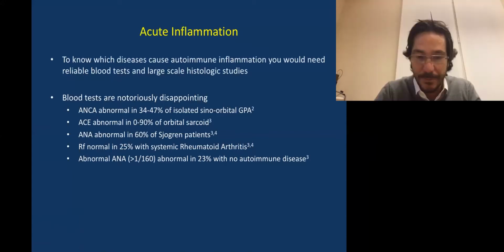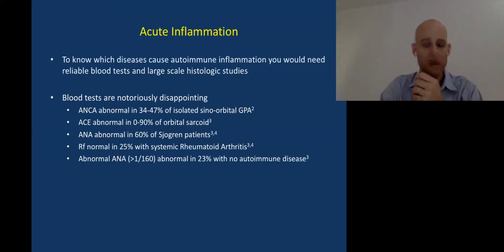GPA is a current way of calling Wegener. Correct. We actually don't call it Wegener's anymore, because it ended up being exposed that he was a Nazi sympathizer. So we call it granulomatosis with polyangiitis. It's just the new term for Wegener's disease.